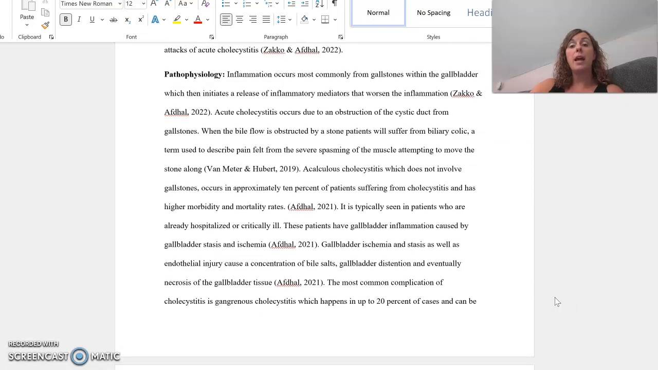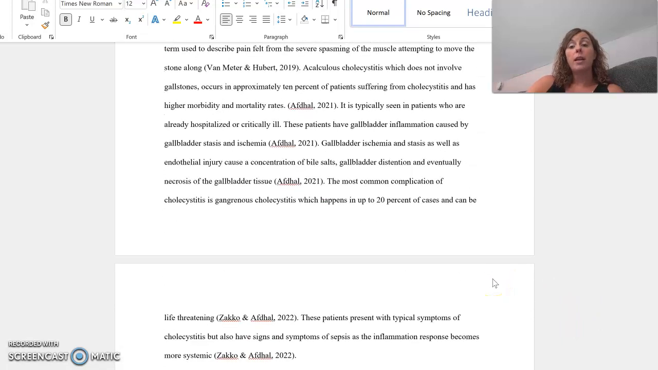It's less common. It happens in about 10% of patients that have cholecystitis, but it does have higher morbidity and mortality rates. It's seen in patients that are already hospitalized or critically ill most often, and it's caused by gallbladder stasis and ischemia. So basically a dysfunction of the gallbladder. The gallbladder ischemia and stasis, as well as endothelial injury, can cause a concentration of bile salts, which then causes gallbladder distension and can eventually cause necrosis of the gallbladder tissue.